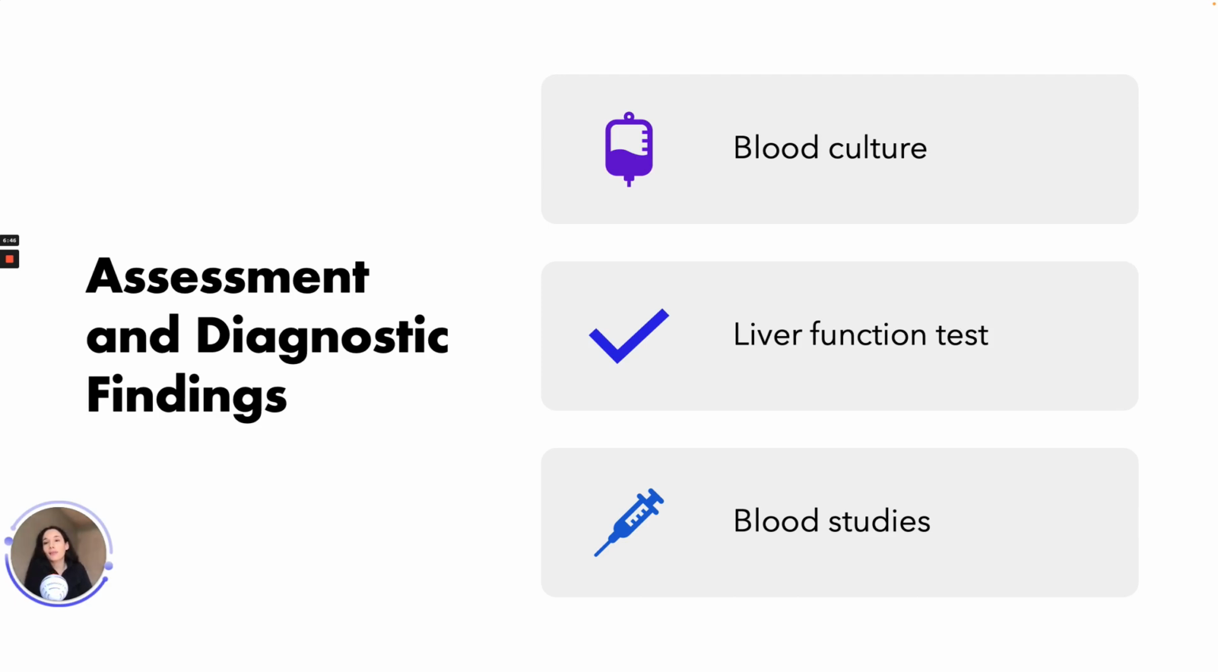So different assessment and diagnostic findings. We use early assessment and diagnosis of the infection to help avoid its progression. So we can use blood cultures to identify microorganisms responsible for the disease. This could be a blood culture. We also look at liver function tests, which can be performed early to detect any alterations in the functioning of the liver, and blood studies, because hematologic tests can be performed to check on the perfusion of the blood.